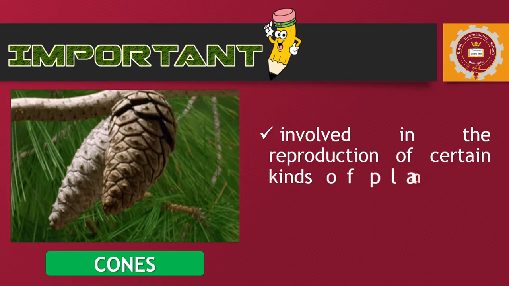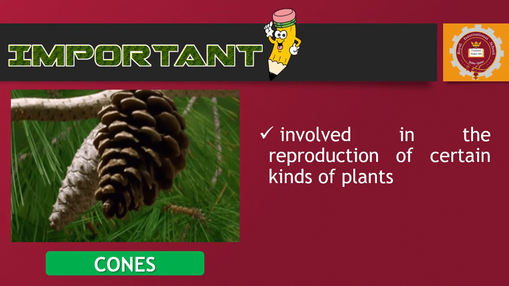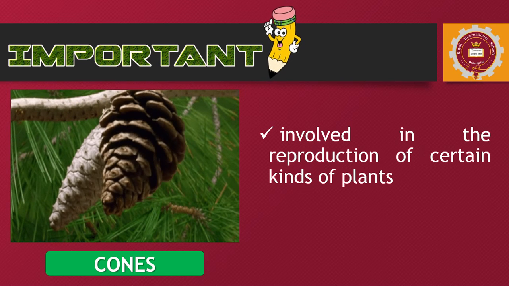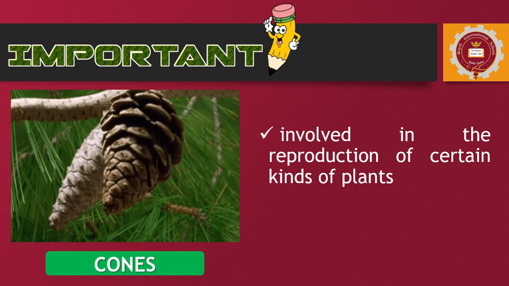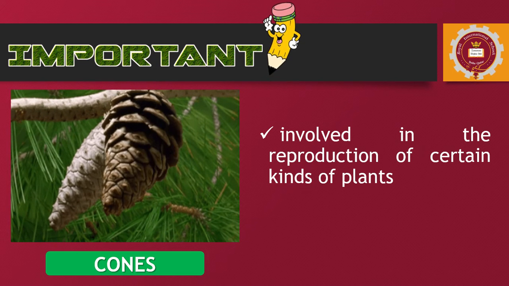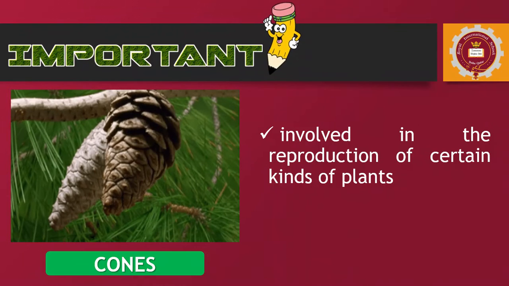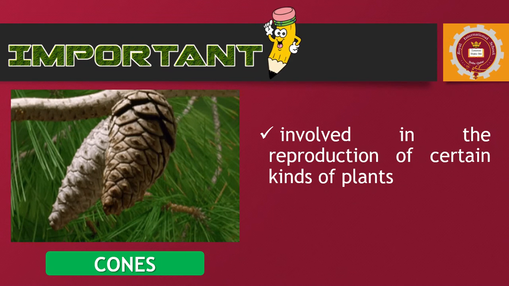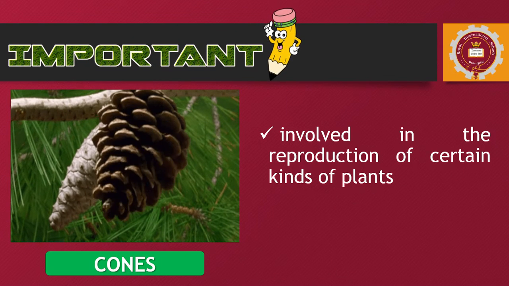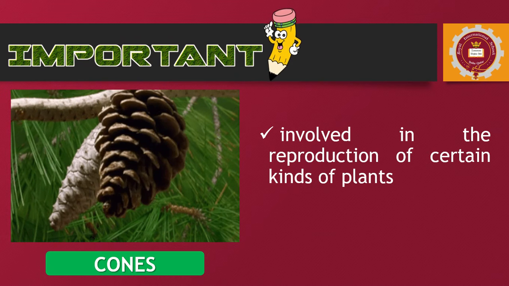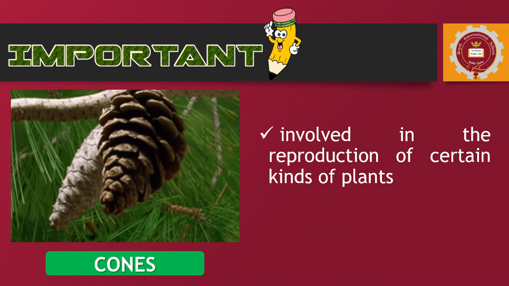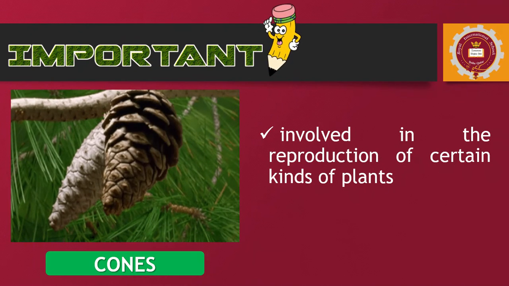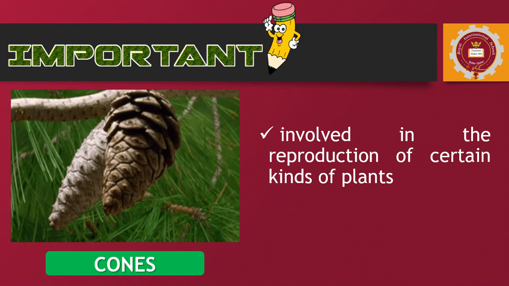This is actually present in some plants, not in every plant. Okay, this is what we call a cone. So cone is involved in the reproduction of certain kinds of plants. So it also has the same job like a flower. But it is not present in every plant. It is involved in the reproduction of certain kinds of plants. That is what we call cone.